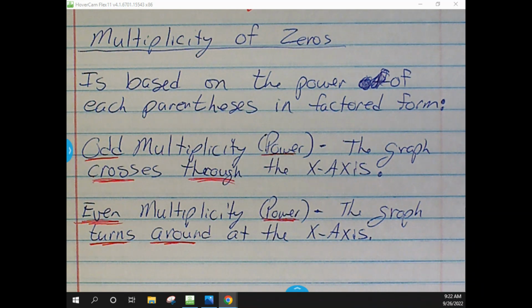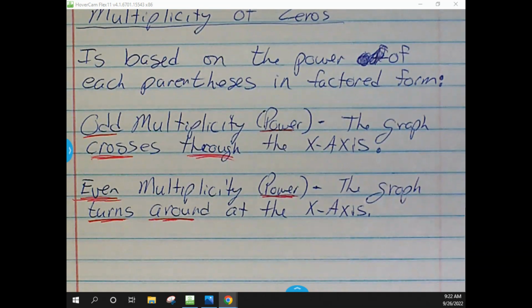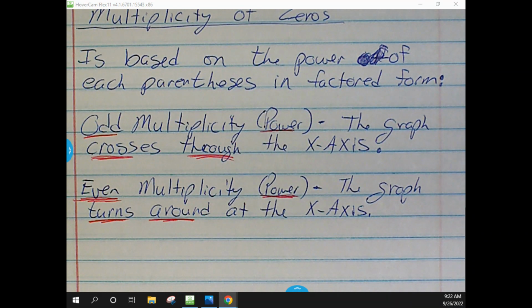Okay, so we're actually going to go back and show you what this graph would have been on the previous example based on the multiplicity, once everybody's got everything written down here. So again, odd power or odd multiplicity, that means it goes through the x-axis at that point. If it's an even multiplicity or an even power, the graph actually turns around at the x-axis, at that zero, at that solution, at that root, whatever they want to call it, for that part of what's going on here.